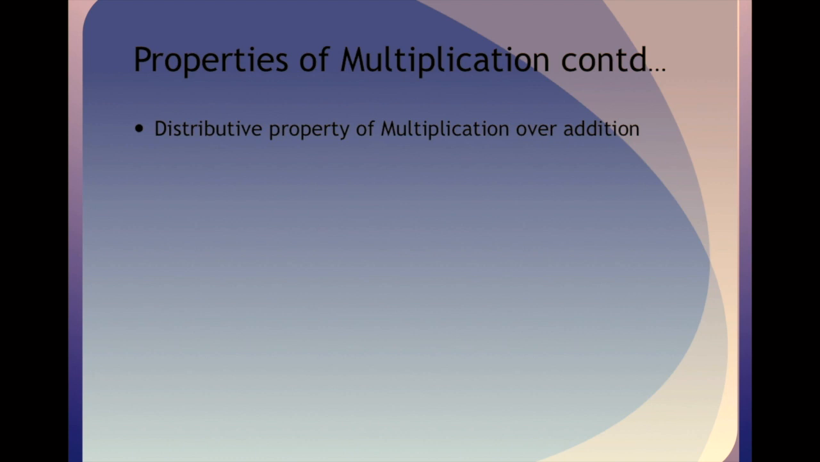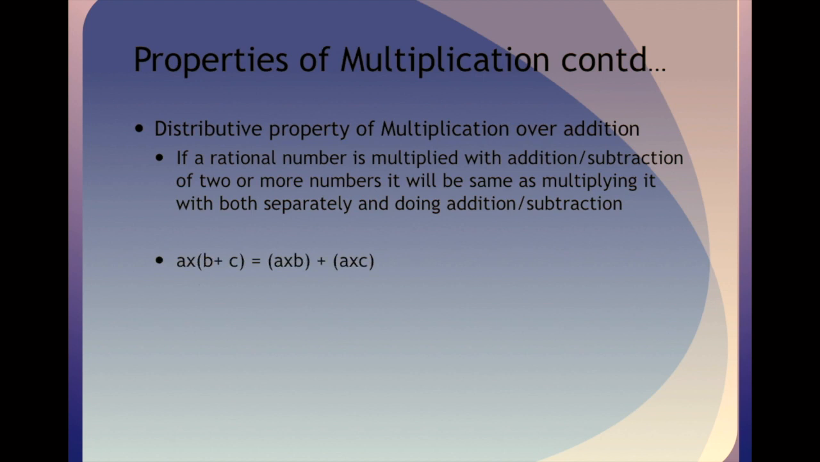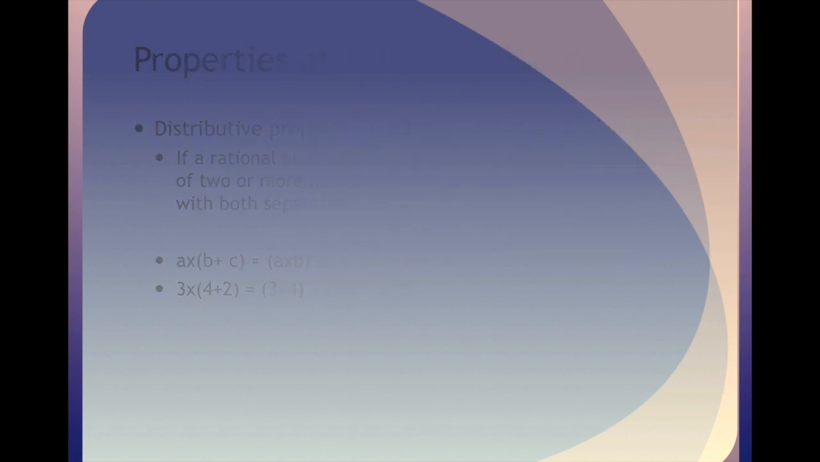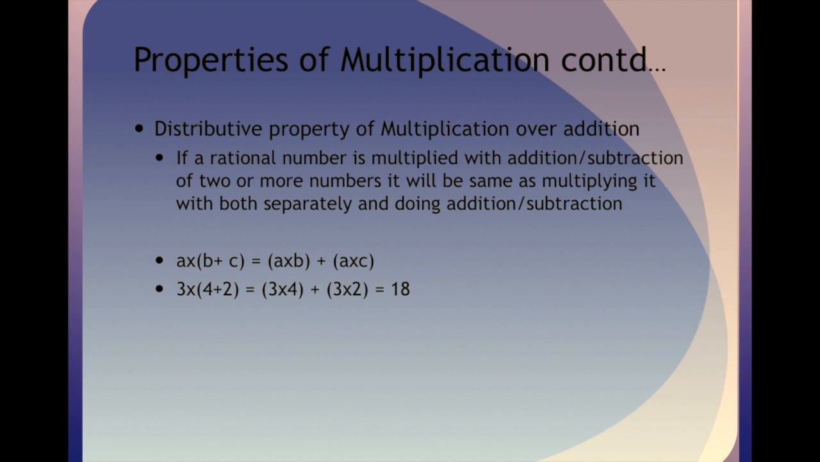There is one special property of multiplication which is called the distributive property of multiplication over addition. What does it mean? To understand it better, let us take an example first, then we go to the definition. a into (b plus c) is equal to a into b plus a into c. What does it mean? If we first add the numbers and then multiply with a given number, the answer will remain the same as if we multiply the given number with both the numbers separately first and then add them. So either first add or first multiply, the answer will remain the same.